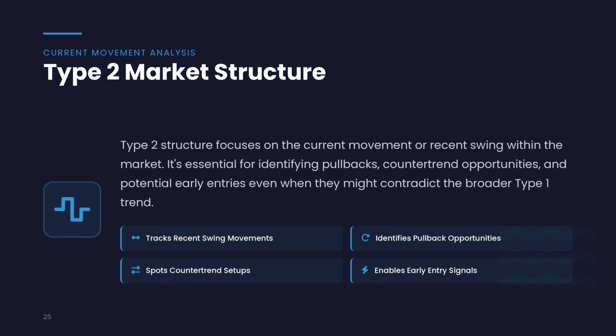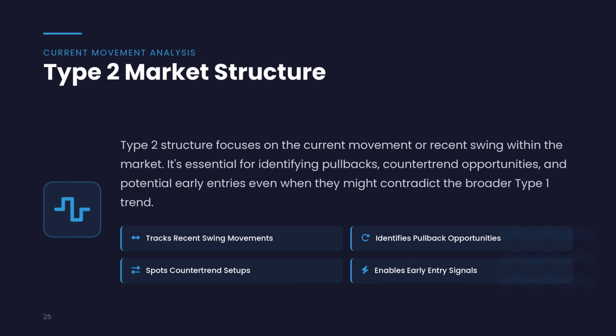For most traders, particularly those developing their skills, I recommend using Type 2 primarily to time entries in the direction of Type 1. If Type 1 says bullish, wait for Type 2 to pull back and then resume bullishly. That's your entry signal. You're getting the best of both worlds, the high probability of Type 1 direction with the optimal timing from Type 2 structure.